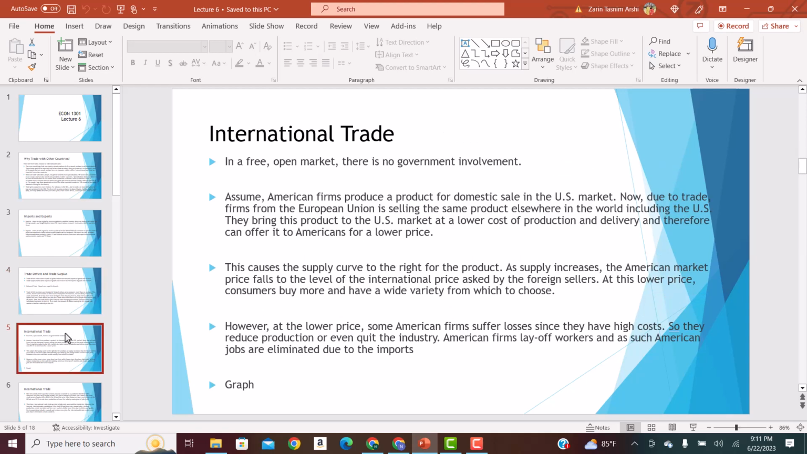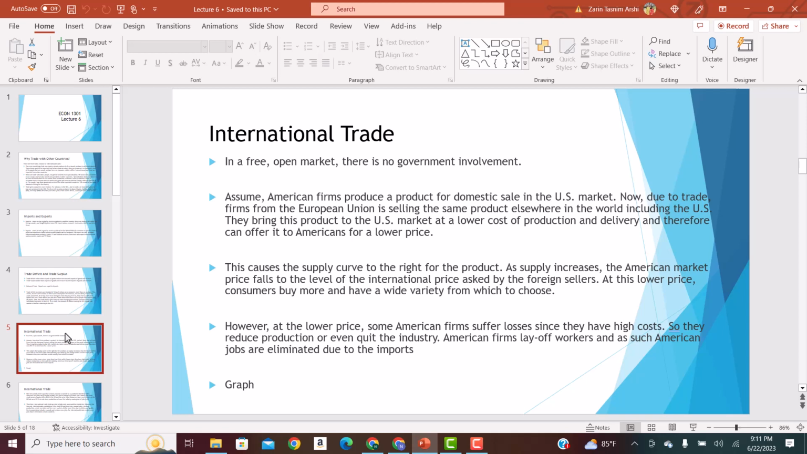Now, international trade in a free market, open market economy, we assume that when there is free international trade going on between the countries, there will be very little government intervention or involvement. Government will not try to come into the market and hinder the trade between the countries, or try to slow down the trade between the countries, because that is ultimately going to cause inefficiency. In a free market economy, the less the government is involved, the better it is, because it is more efficient.